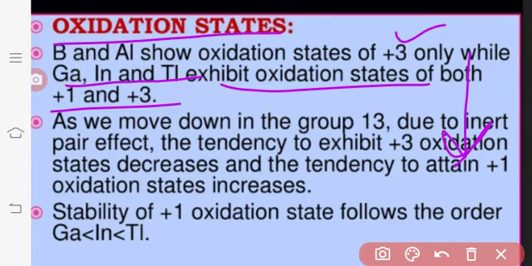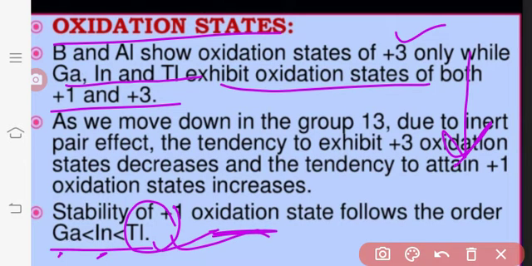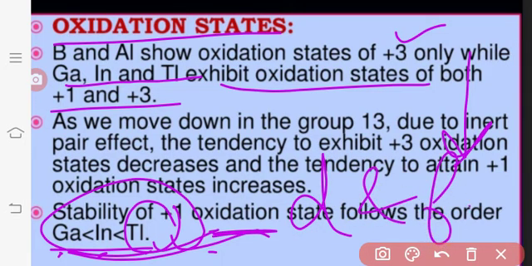In this case, among aluminium, gallium, indium and thallium, thallium shows the +1 oxidation state, which is the most stable, then indium, then gallium, and then aluminium. What is the reason behind this? It is because of the presence of intervening d and f orbitals which do not shield the nucleus effectively. If the effective nuclear charge increases, it holds the ns electrons more tightly so that they do not participate in bonding.